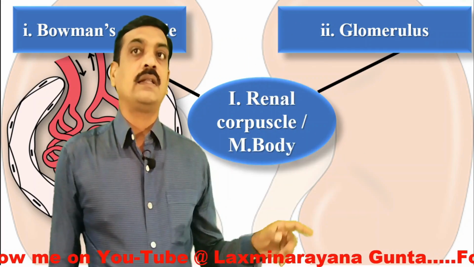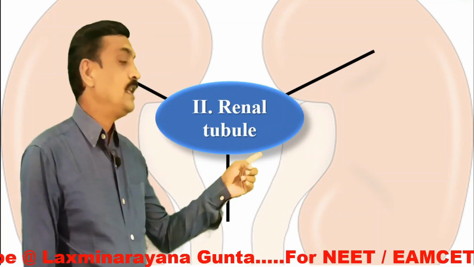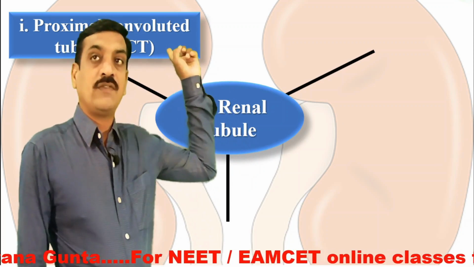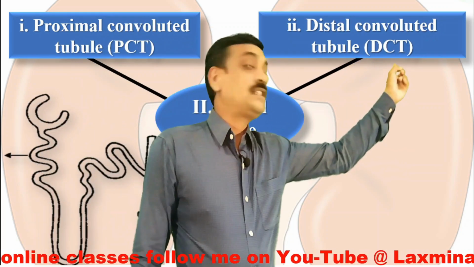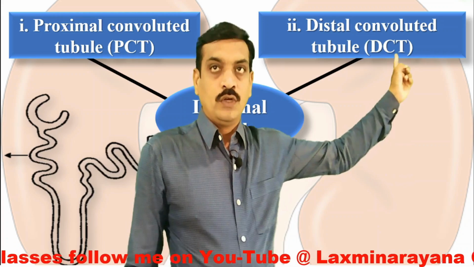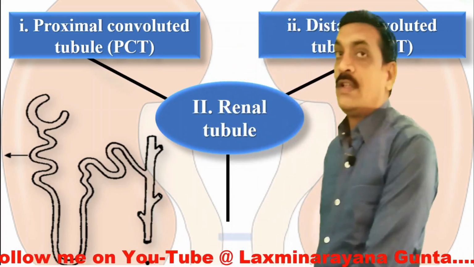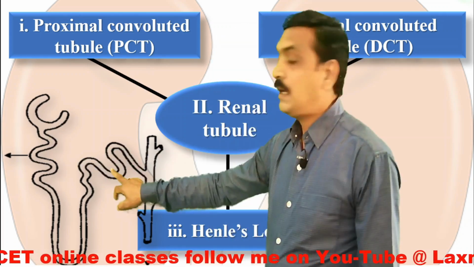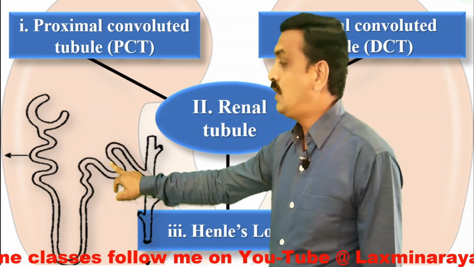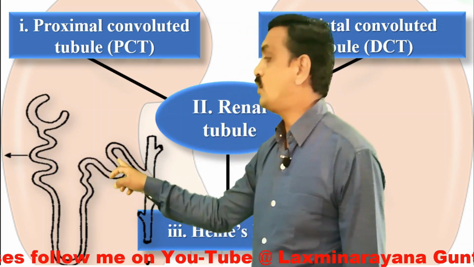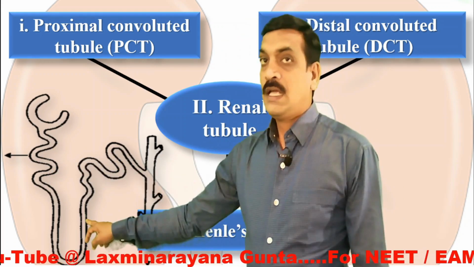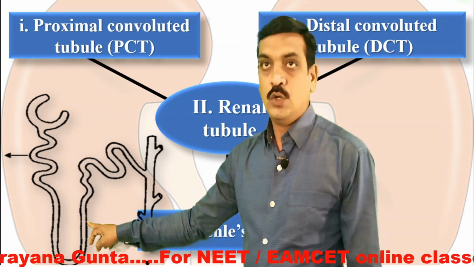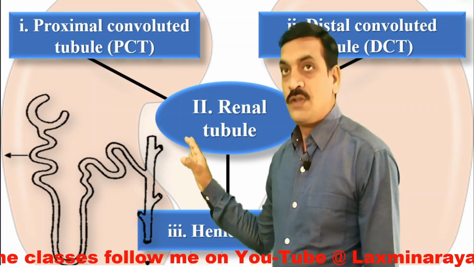And the second part of a nephron is the renal tubule. This renal tubule has the proximal convoluted tubule and the distal convoluted tubule, and also the Henle's loop. This one is the proximal convoluted tubule and this one is the distal convoluted tubule. Connecting them is a hairpin shaped structure called the loop of Henle. These all are the parts of the renal tubule.